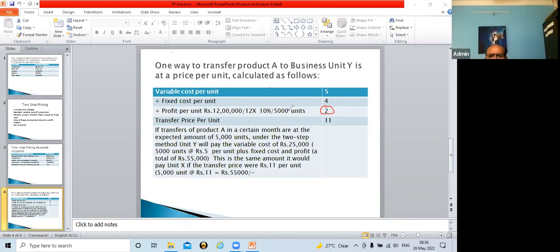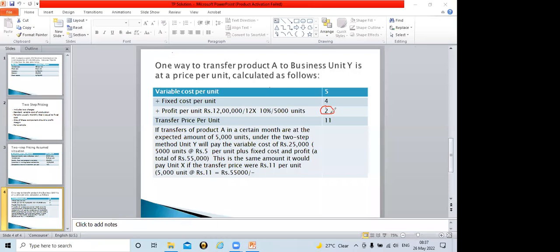And this 2, how has it come? Profit per unit: that is 12 lakh, into 10%, divided by 12, and then again divided by 5,000 units. I have written the same thing over here that I just explained. Are you getting my point?